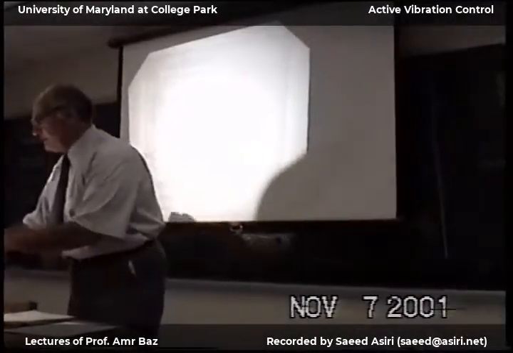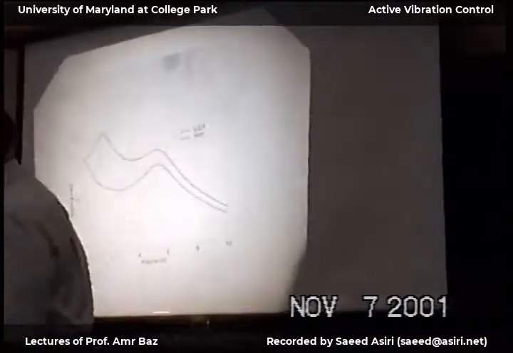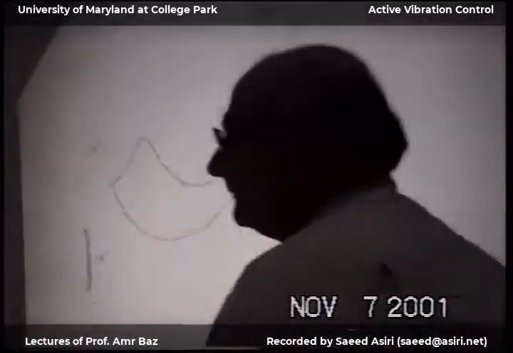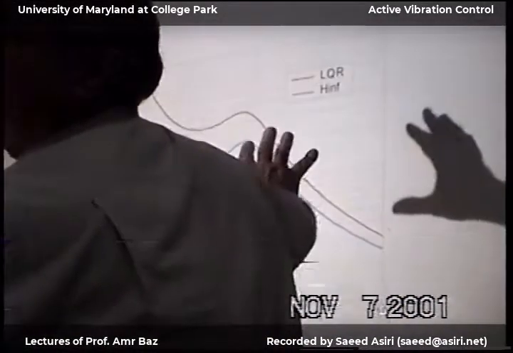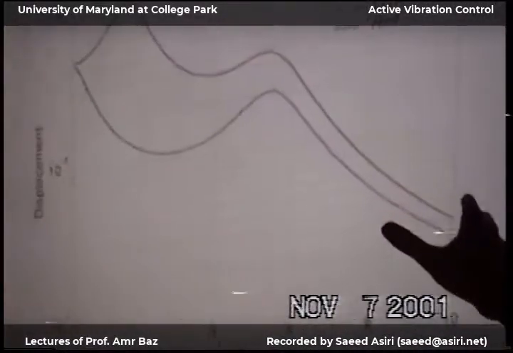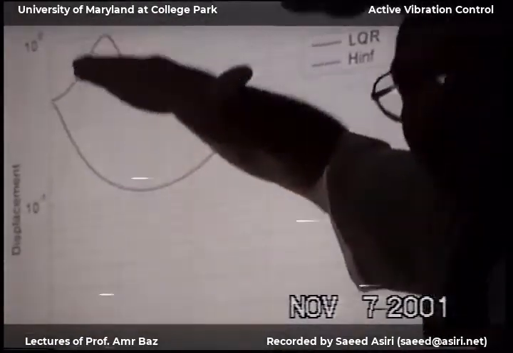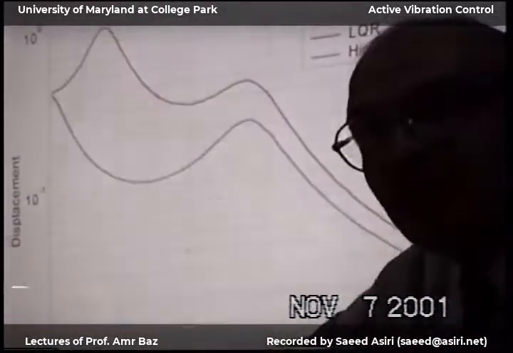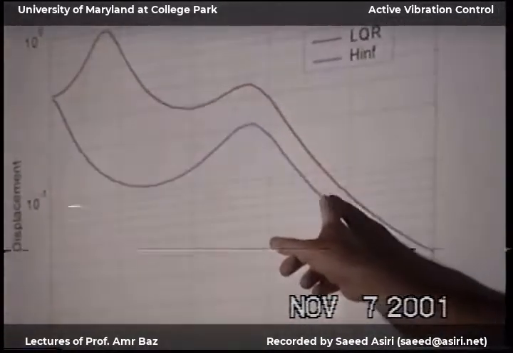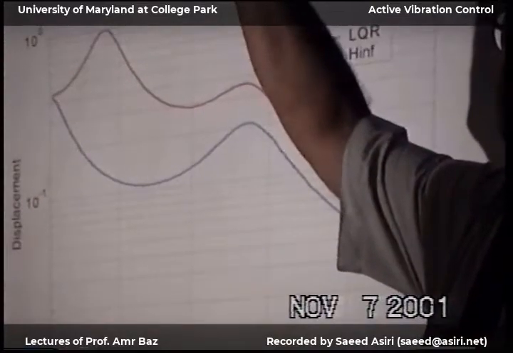I'll show you this first, the frequency response. So right away from what you see here, you see why H infinity, or what the H infinity does. Okay? H infinity squeezed the peaks, pushed them down. That's where we are. The LQR has higher peaks, much higher peaks.